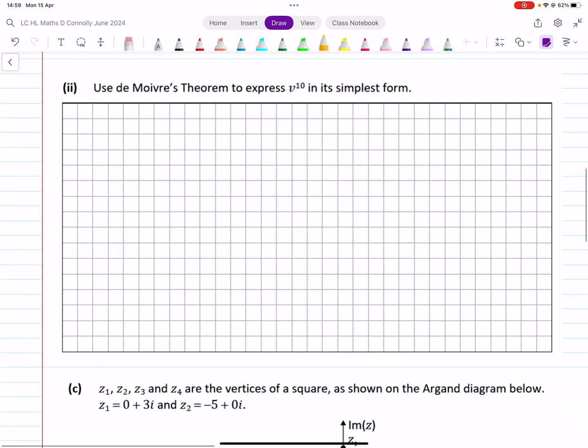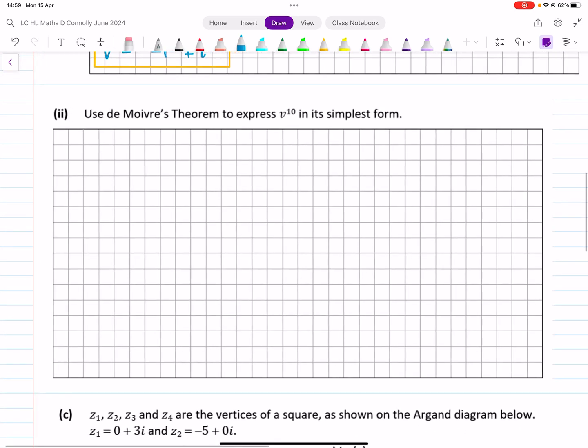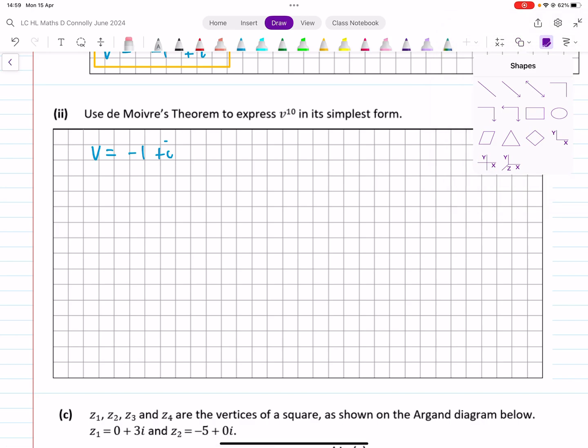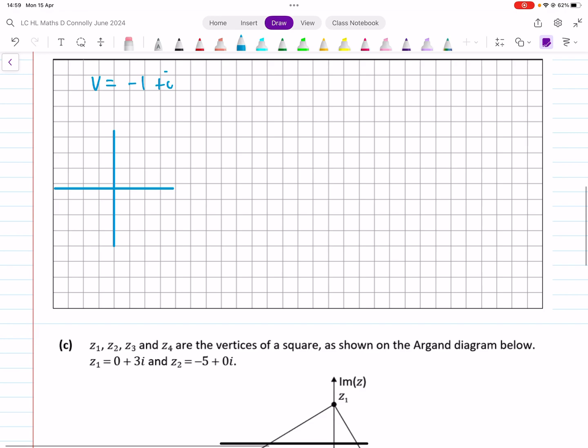Okay. Use de Moivre's theorem to express v to the 10 in its simplest form. So we can't use de Moivre's theorem on rectangular form. We have to convert it into, what's it called? Polar form. So v is minus 1 plus i. So we will sketch it. Minus 1 plus i is in this quadrant, left and up.